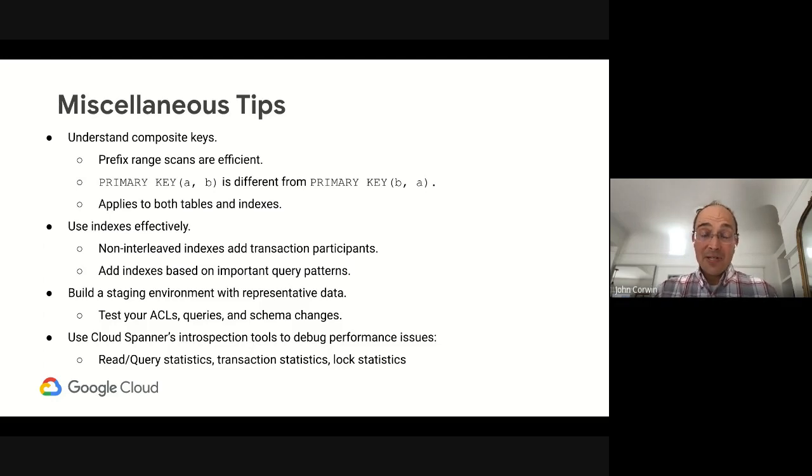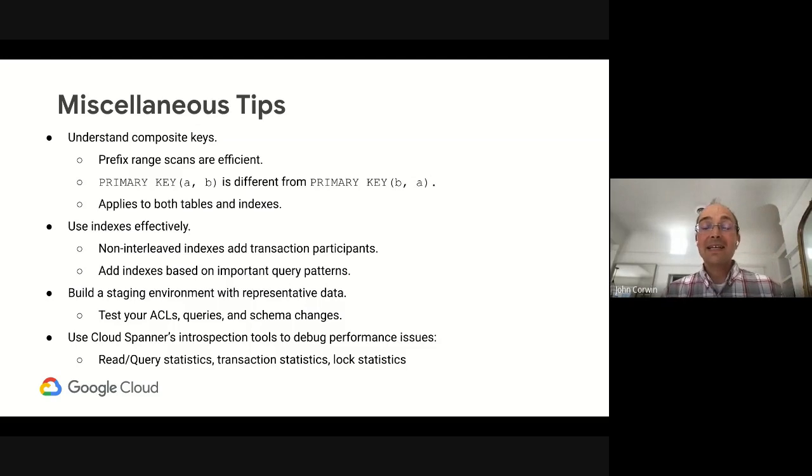In general, operations against a table where you specify a prefix range of your composite key are going to be efficient. And things where you're not specifying a prefix range of your table are going to involve a full table scan, and it's not going to be scalable. So you really want to be aware of that. This means things like primary key A comma B is very different from primary key B comma A. Primary key A comma B is going to give me efficient operations against the prefix A. And correspondingly, primary key B comma A will give me efficient operations against B, and not vice versa.